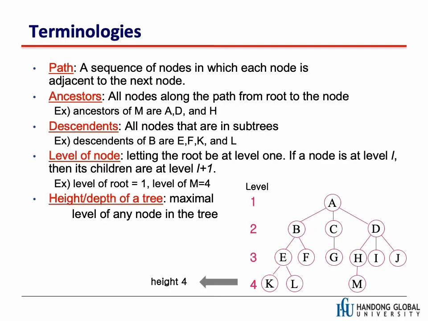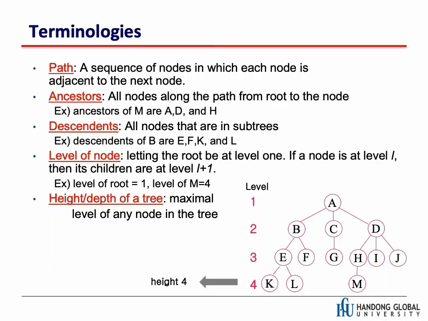A path is a sequence of nodes in which each node is adjacent to the next node. So from A to L, we can find one path, since one node has only one parent, there is only one path between two nodes. And ancestors are all nodes along the path from root to the node. So let's say our node is L. Then from the root node, which is A, to L, we have A, B, E. So these are the ancestors of L.